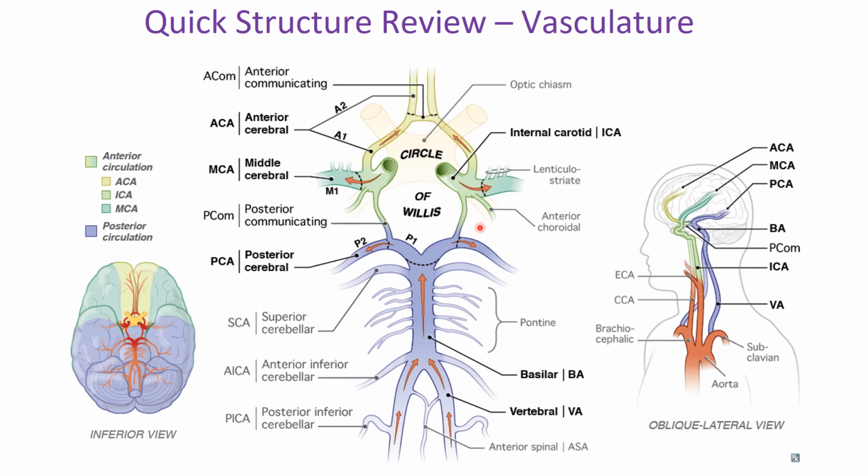Now, you do have a couple of other vessels that are coming off in this region that are just worth pointing out. Coming off the internal carotid artery, you have your anterior choroidal arteries, and you have some lenticular striate arteries. Lenticular striate arteries are going to come up again in just a moment.